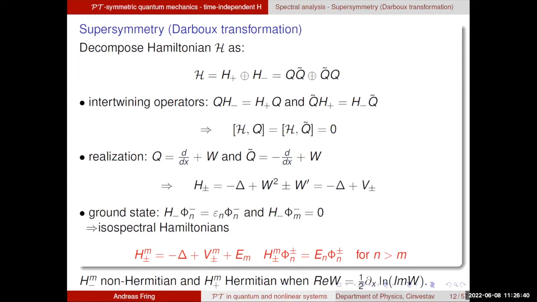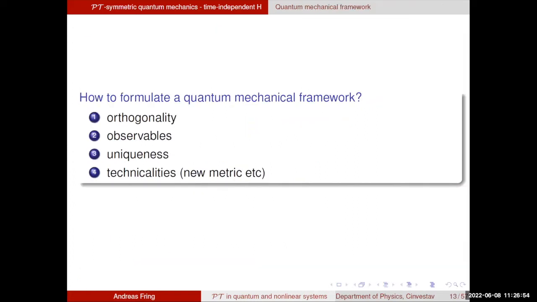But this is just a feature. This is not a fundamental explanation. This is more pseudo-hermiticity and the PT argument. This is really something you can use to show that a system has real eigenvalues. Okay, so this was the spectral analysis. This will guarantee you and explain to you why the spectrum is real.